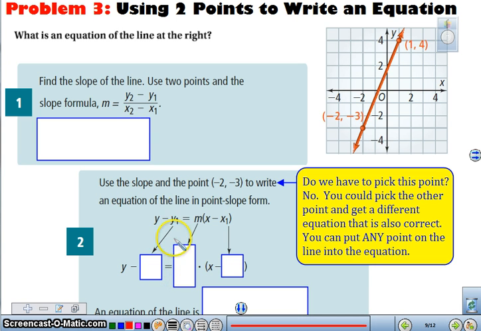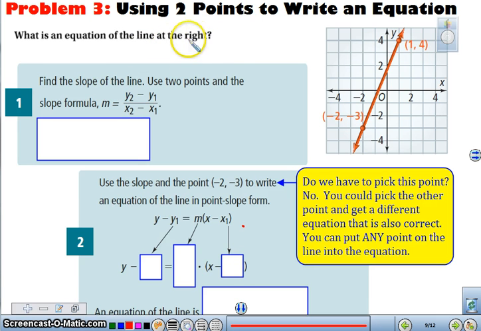One of the last things that we're going to be taking a look at, the last couple of things, is what is the equation for a line? And can we put it in slope-intercept form? In the next problem that you're looking at, you're using 2 points to write an equation. So first off, what is an equation of a line?